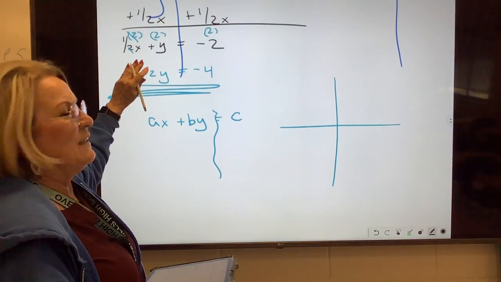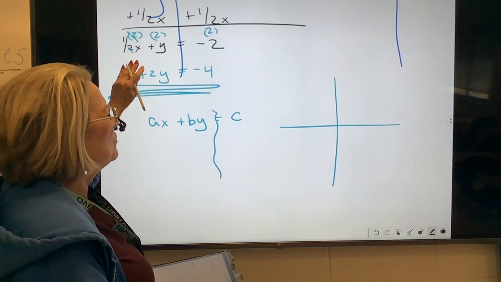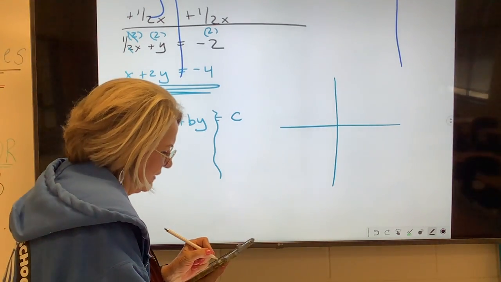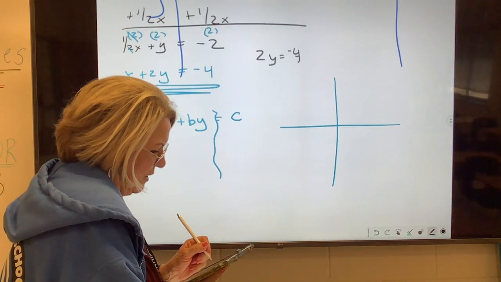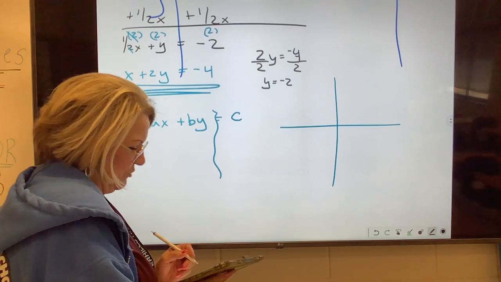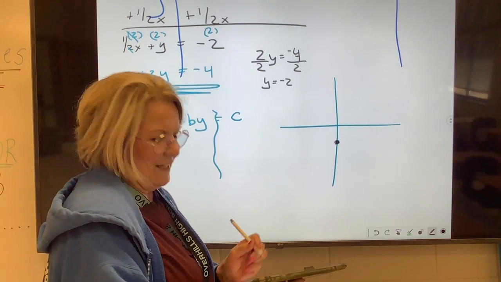So 2y equals -4. Solve for y, divide both sides by 2, and y will equal -2. So what I've got here is 2y equals -4, and I'm dividing by 2, so y equals -2. So on my y-axis, I'm going to put a dot on where -2 might be.